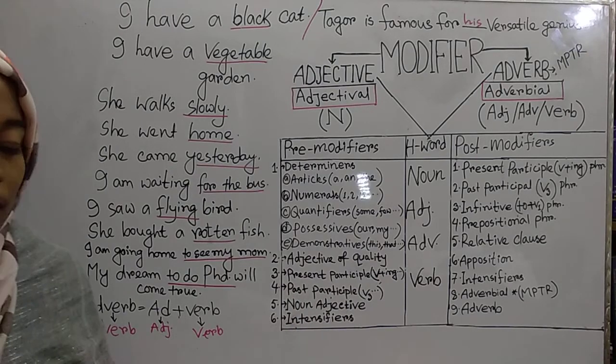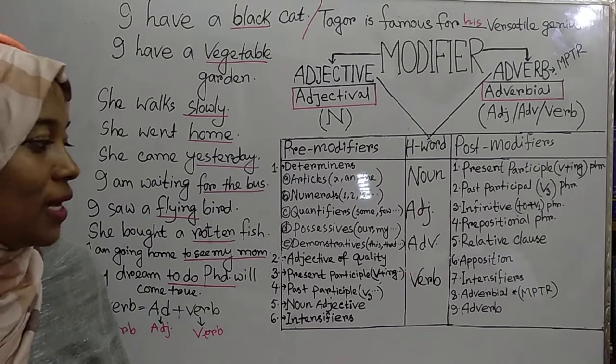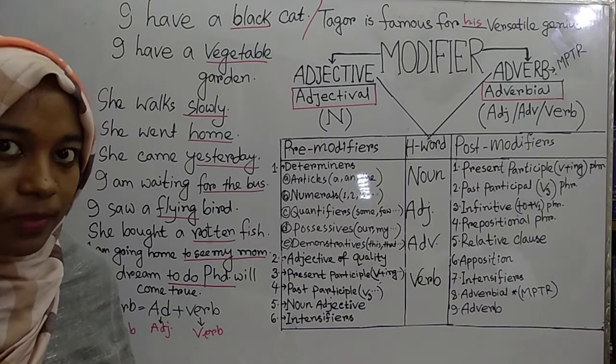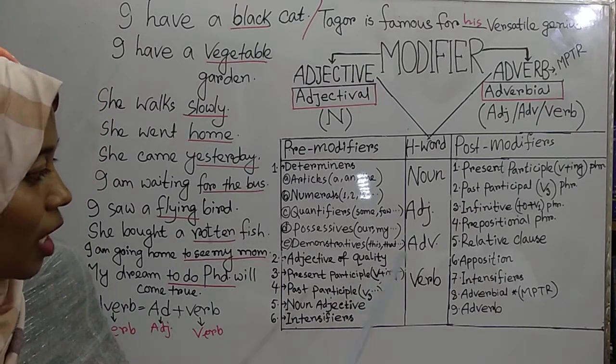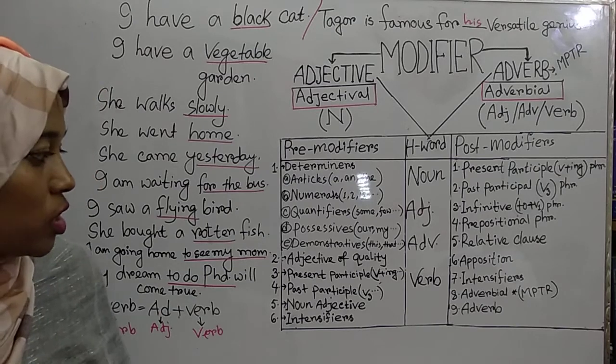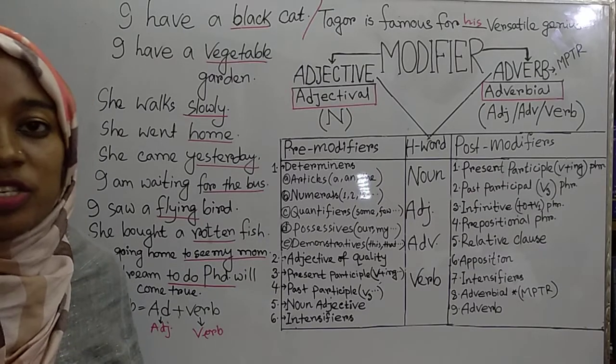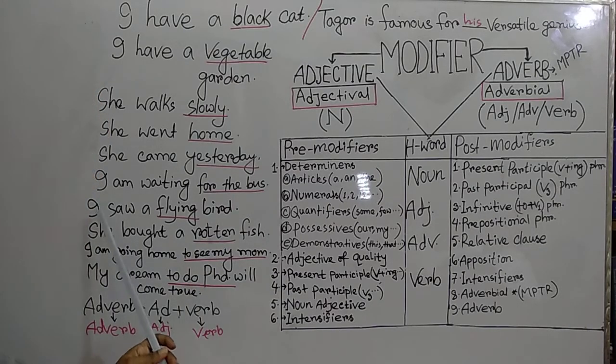Then, present participle. When verb plus ing is used as an adjective, it is called a present participle. And when verb plus ing is used to modify a noun, then it is called an adjective modifier. Here, I saw a flying bird. The word flying is a present participle and has been used as the pre-modifier of the noun. So it is an adjective modifier here.